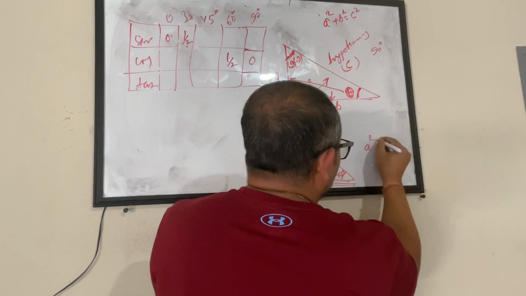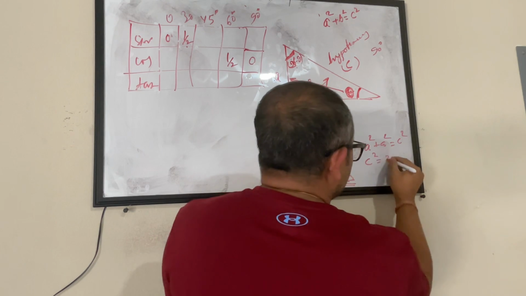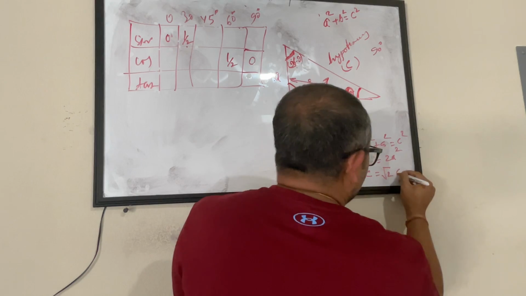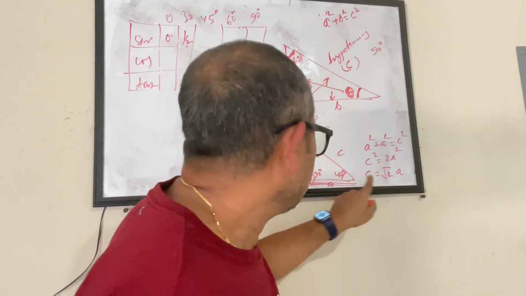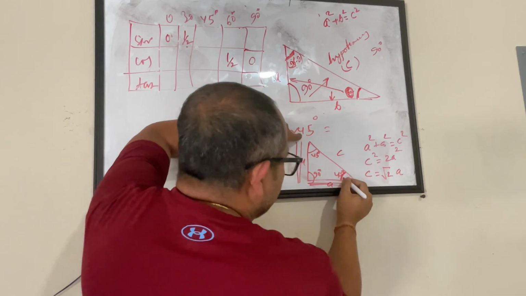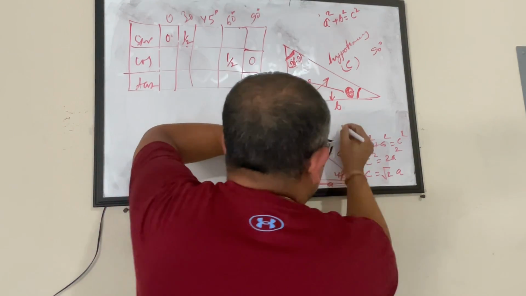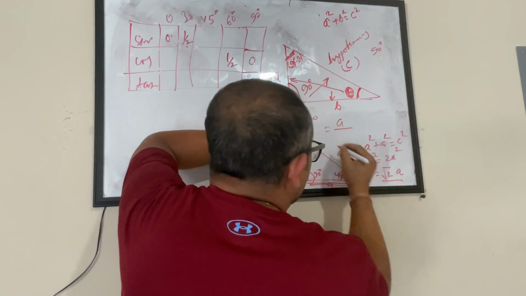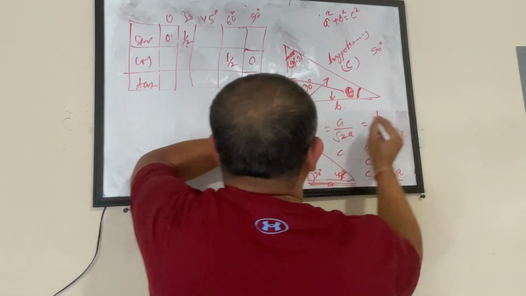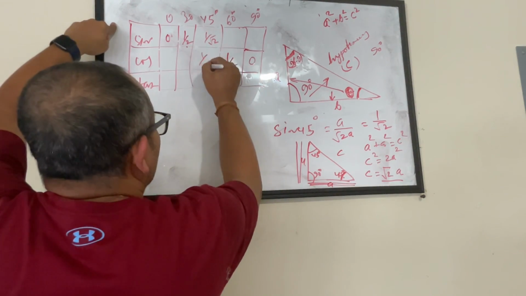So here A square plus A square equals C square. That means C square equals 2A square, or C equals root 2 A. Now let's find sine 45 degrees. Let's take this angle. It will be equal to the opposite side divided by the hypotenuse. This is A. What is the hypotenuse? Root 2 A. That becomes 1 by root 2. So we can fill 1 by root 2 here, and 1 by root 2 here.